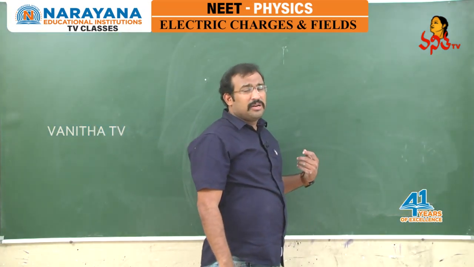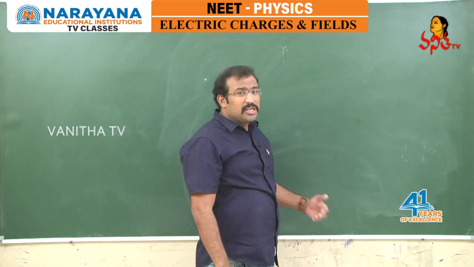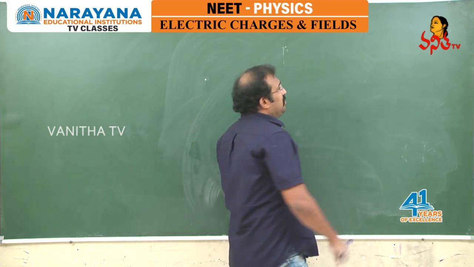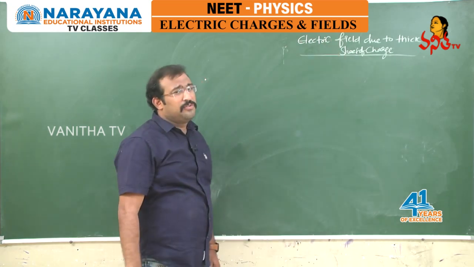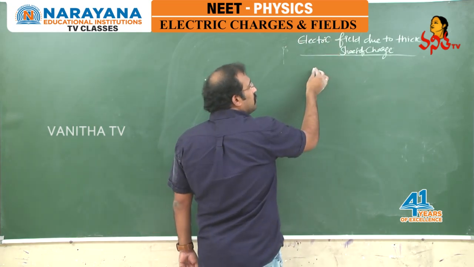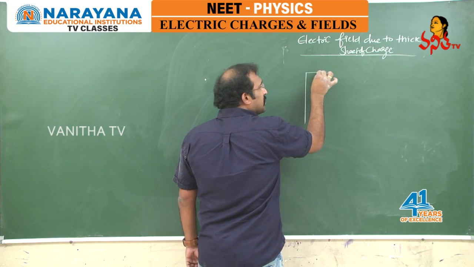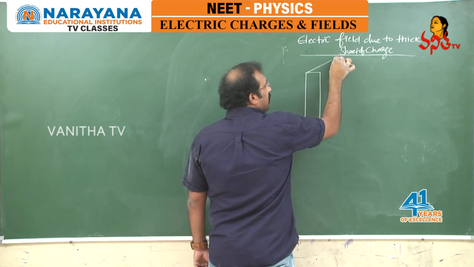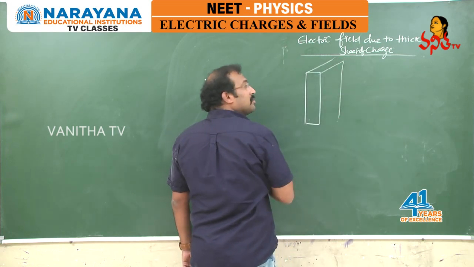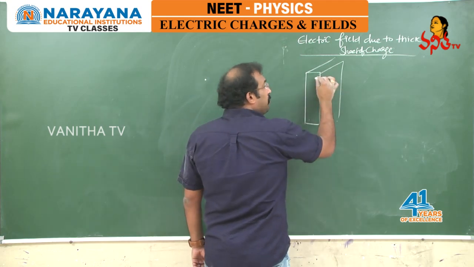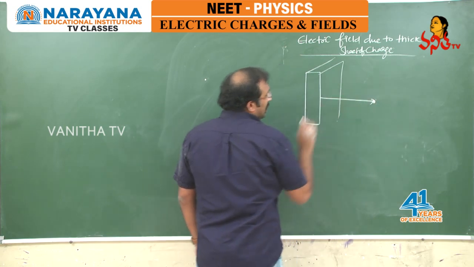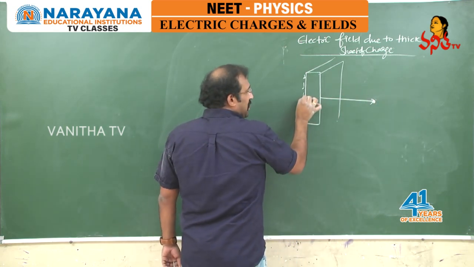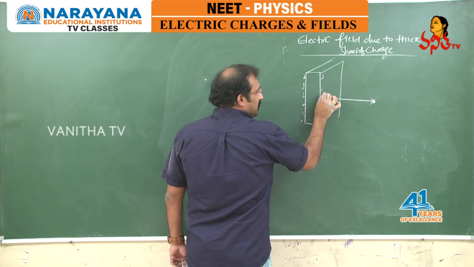Now the next application of Gauss law is electric field due to a thick sheet of charge. A thick sheet of charge is represented basically like this. Because of this sheet, the electric field at a point is calculated. Here there will be a charge distribution.